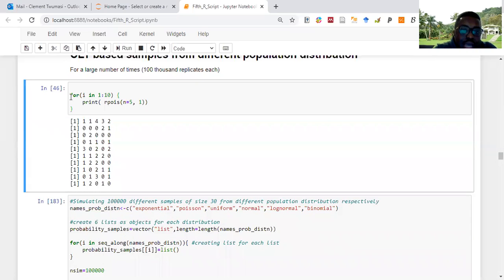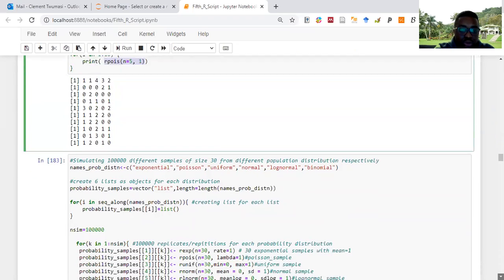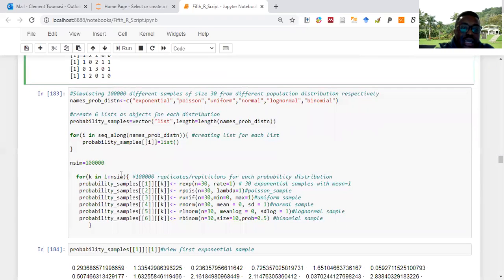So you realize that anytime I use a for loop around the same function, anytime you want to create, let's say, 10,000 different Poisson samples, I just have to run the function 10,000 times. If I want to create 100,000, I just have to run the function 100,000 times. Here I ran it 10 times and I'm getting 10 different samples from the Poisson distribution. So that's basically what I'm doing here. Here I'm running it 100,000 times and it should save each of them.